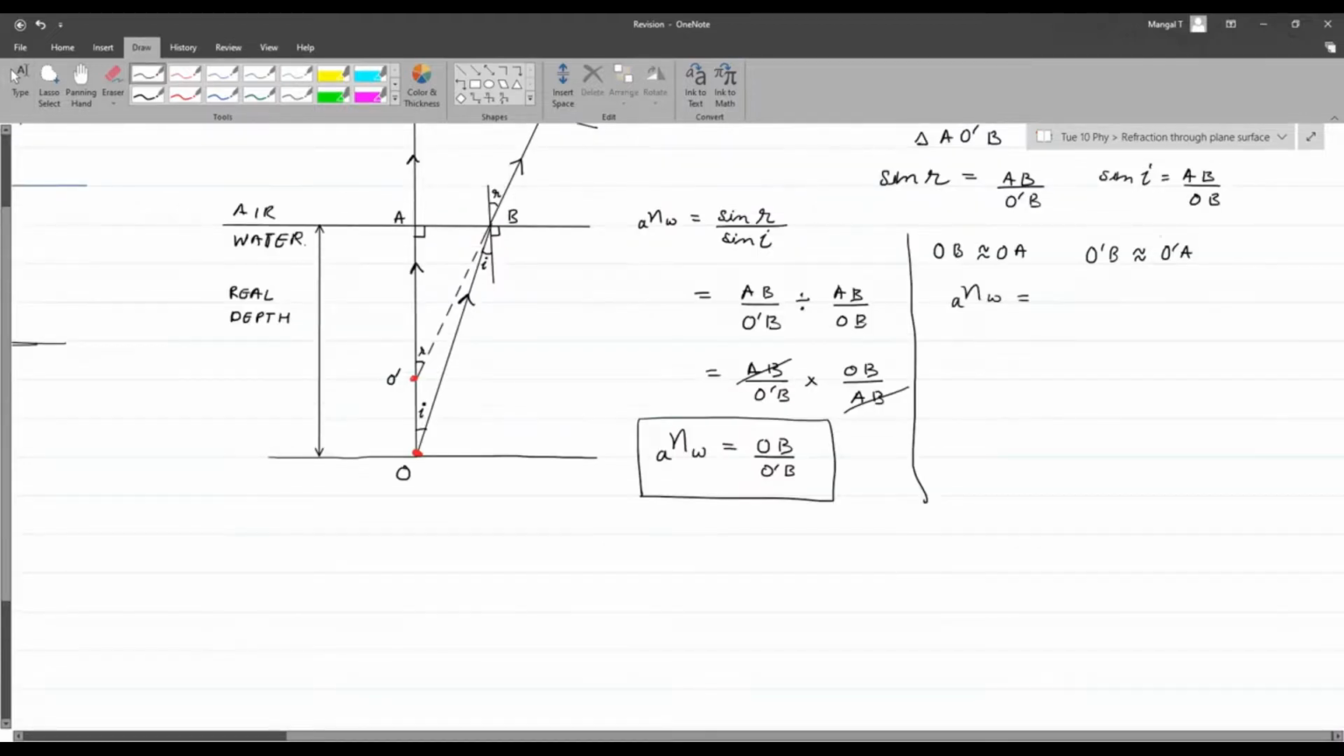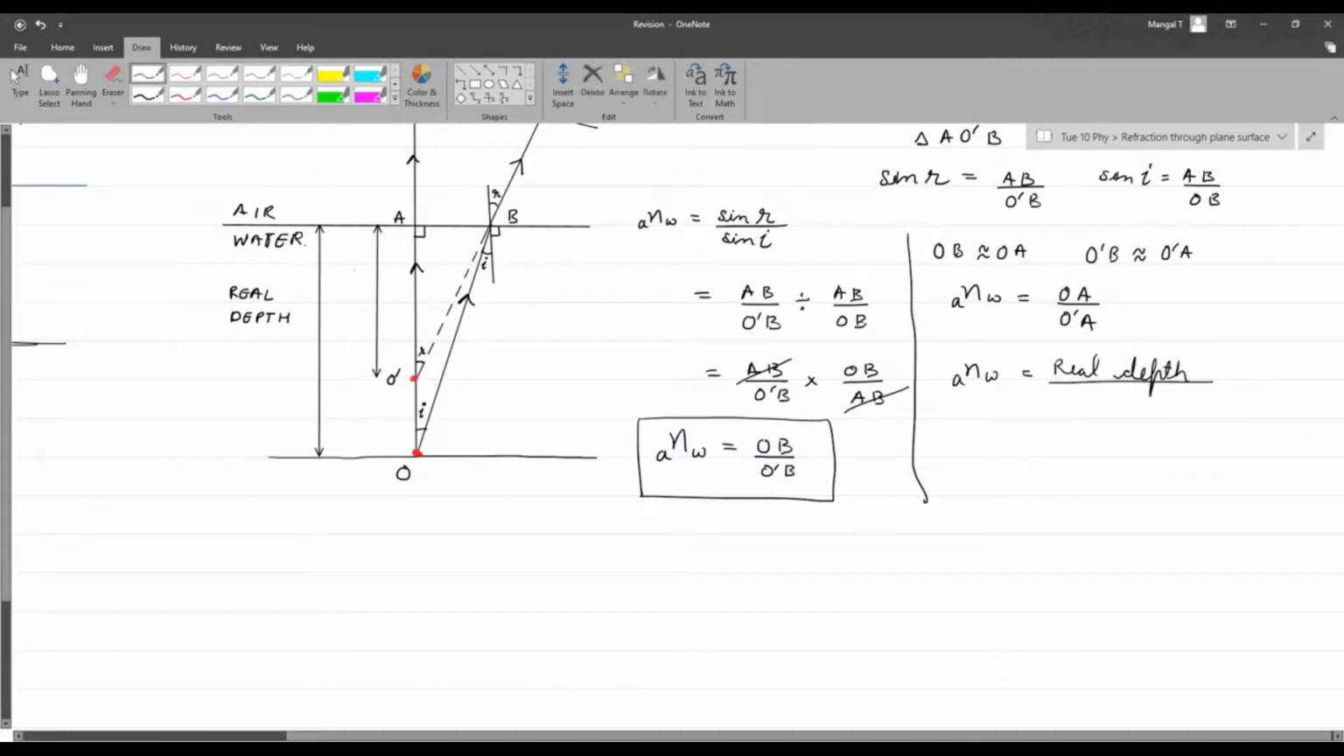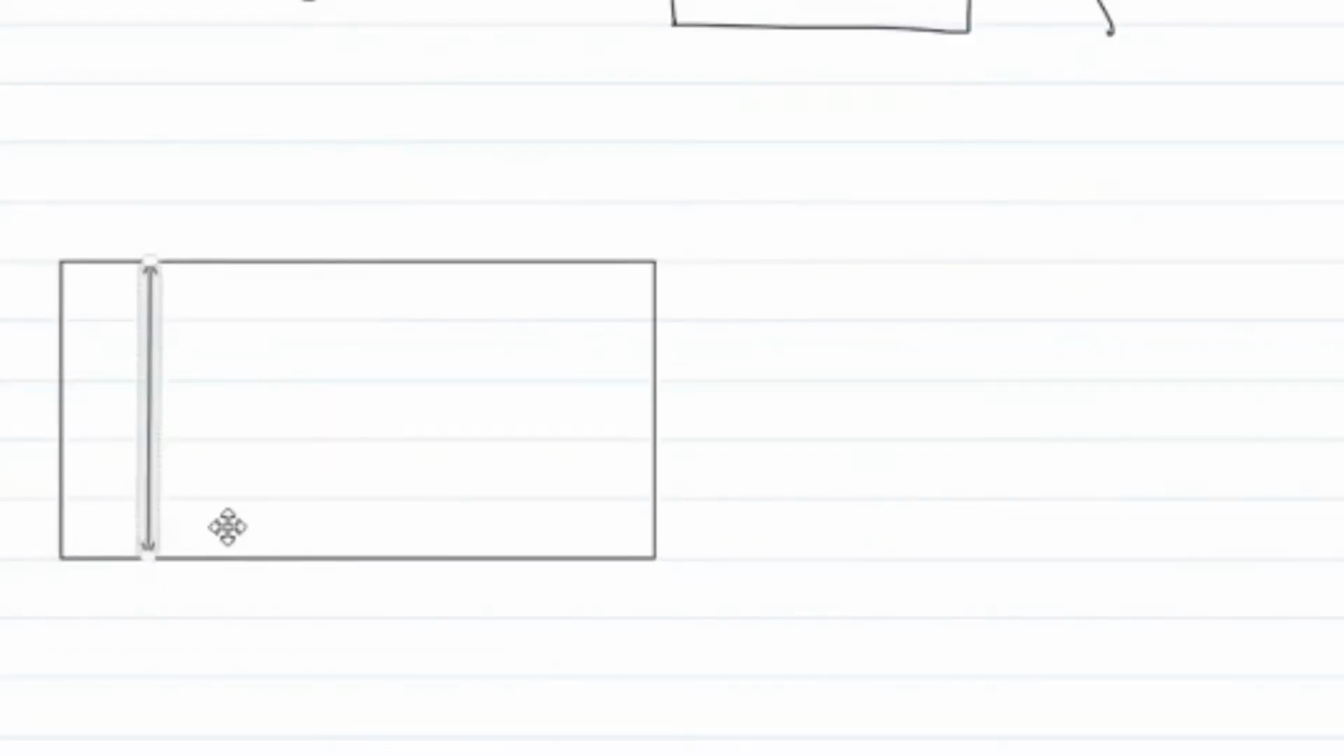I'm going to write the refractive index as OA upon O dash A. But look over here, what is OA? This whole length is called the real depth. And O dash A, this length, is called the apparent depth. So this is the formula based on which we will be doing the questions. This is the real depth, so let me call that X. And here, this is the apparent depth, let me call that Y. So I have the refractive index as real depth upon apparent depth.